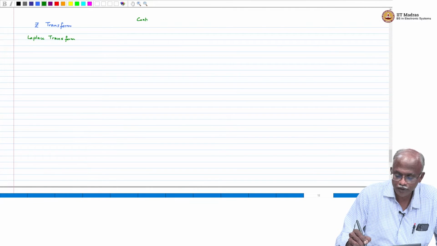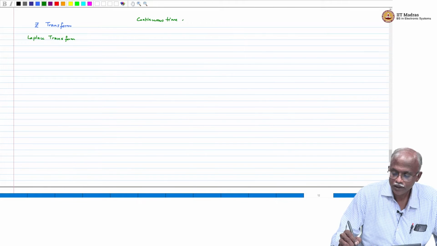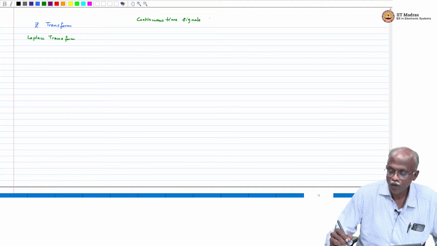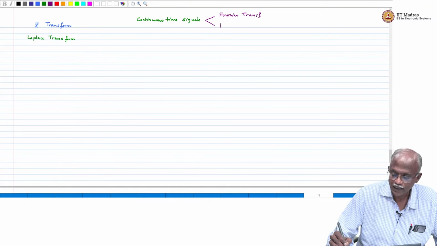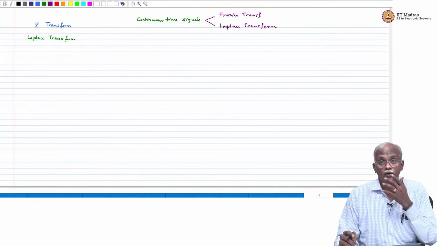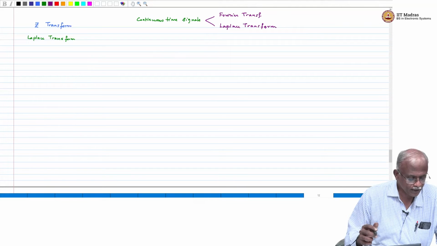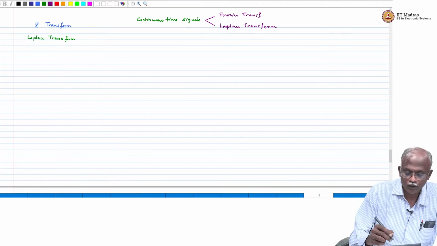So, for continuous time signals, there are two things that we use. One is the Fourier transform, and the second one is the Laplace transform. You would have studied it in the context of signals and systems, but let me just refresh your memory.